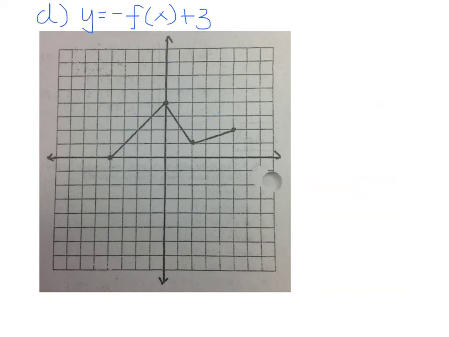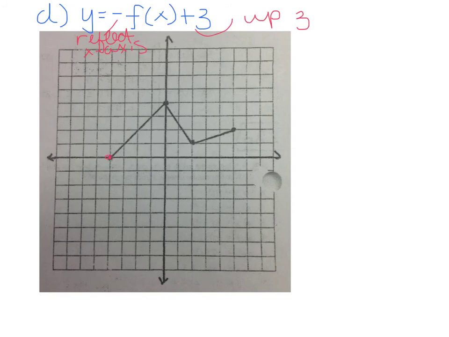Part D says y equals negative f of x plus 3. The negative out in front, remember, means reflect across your x-axis. And the plus 3, since it's at the end, means move it up 3. So I'm going to do this in two parts. I'm going to first reflect it over your x-axis.